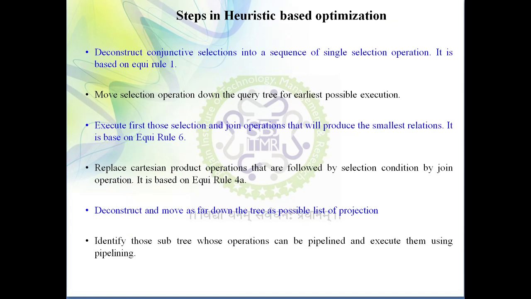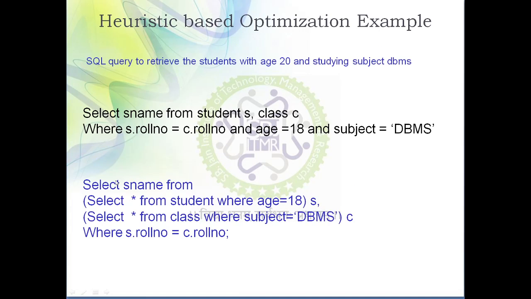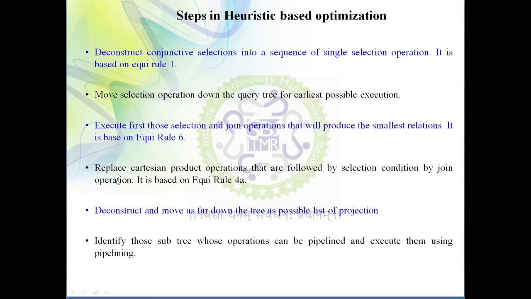So lastly we just discussed what are the steps involved in heuristic based optimization. What are the different steps? Though we have seen that it is a rule based optimization where we are going to use a set of rules, but there are some steps given in case of heuristic based optimization. So what are the steps? Step 1, you have to deconstruct the conjunctive selection into a sequence of single selection operation.